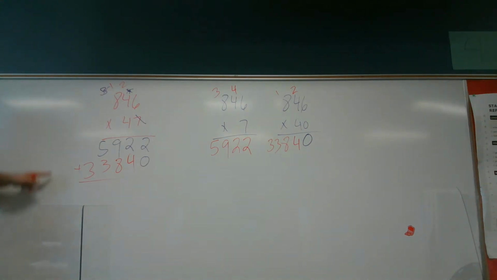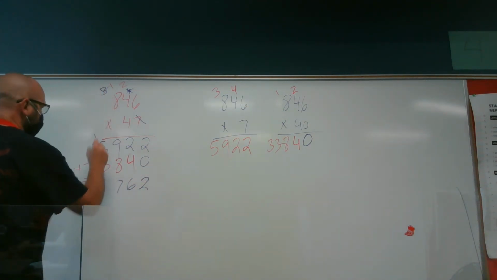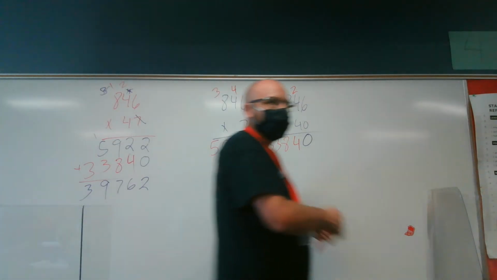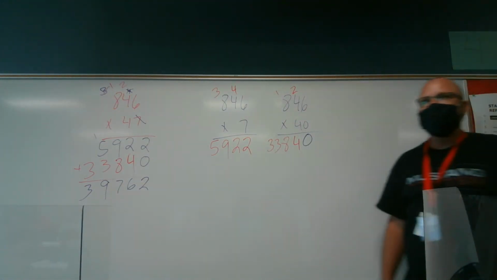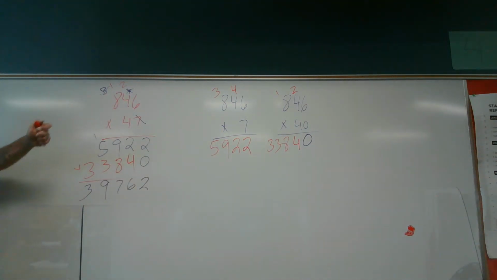Then I just add these two products together. Shouldn't be that hard. I do that. It doesn't matter how many digits are in your factors. We can still do it. You still only have to have memorized 0 through 9.